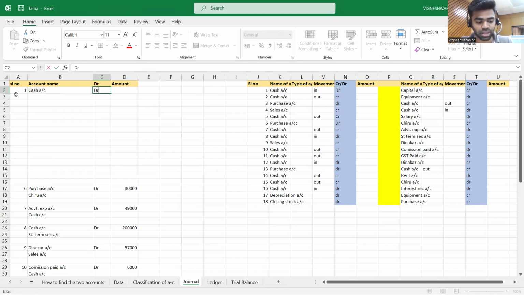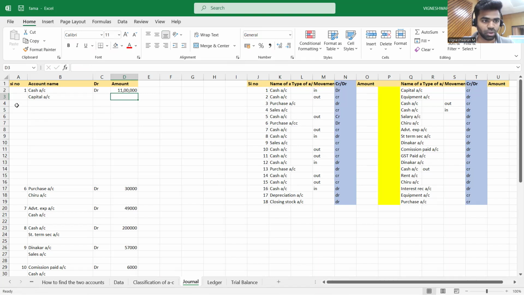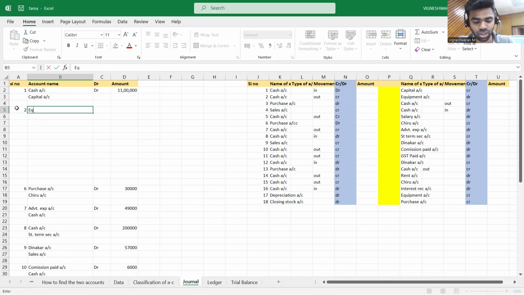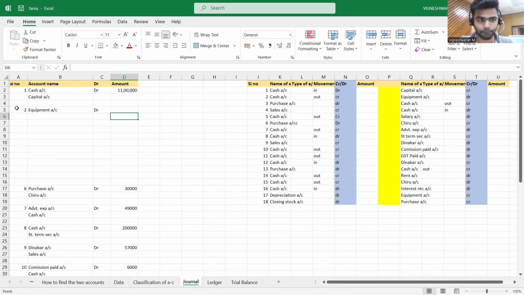Cash account, debtor, capital account. So what is the amount? The amount is 11 lakhs. Now, what is the second one? Which account is on the debit side? Equipment account. So we have to write equipment account, debtor, cash account. The amount is 75,000.